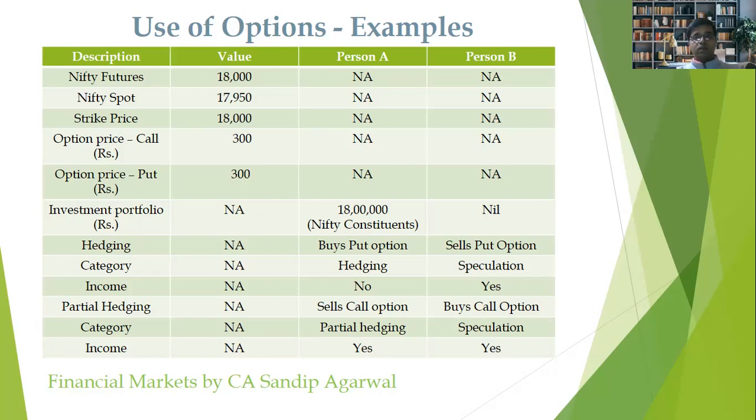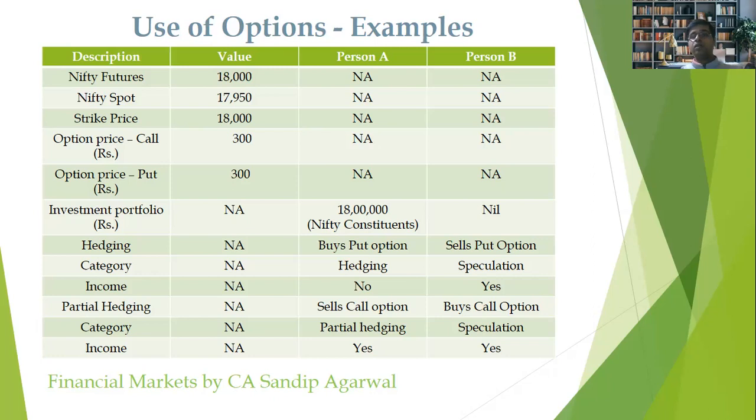Now, when a person is hedging a portfolio by buying a put option, he will not have any income from buying a put option. He basically would be paying out the premium. So that premium is a cost. He will only start making money from buying a put option in case the Nifty starts moving in the downward direction. But that gain will be completely wiped out by the losses which he makes on the investment portfolio.